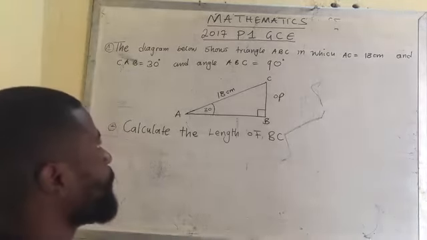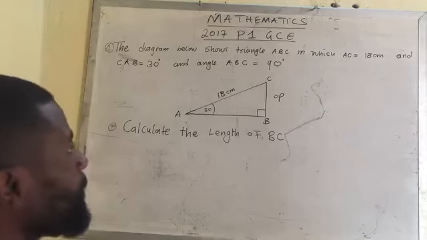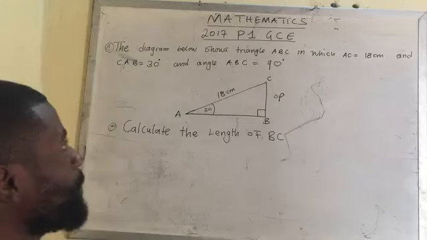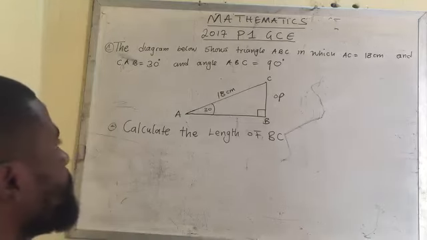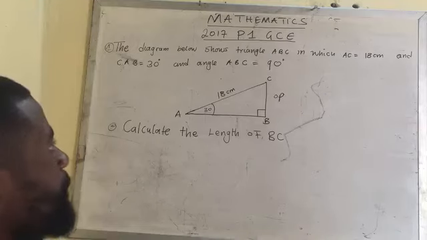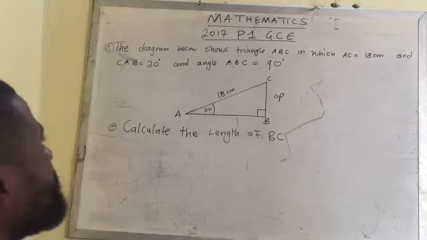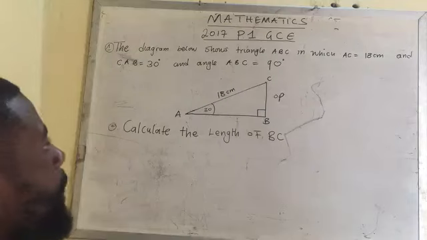This is Mr. Perry, and today we are going to look at mathematics for 2017 paper 1 GCE, and the question is based on the topic called trigonometry. So the question states, the diagram below shows triangle ABC in which AC equals 18 centimeters and angle CAB equals 30 degrees and angle ABC equals 90 degrees.